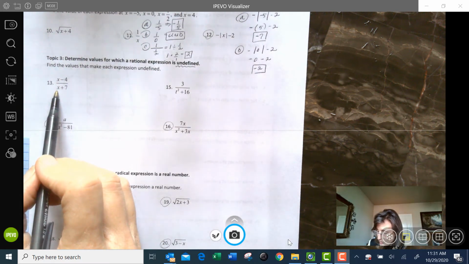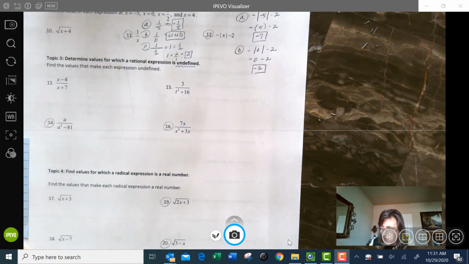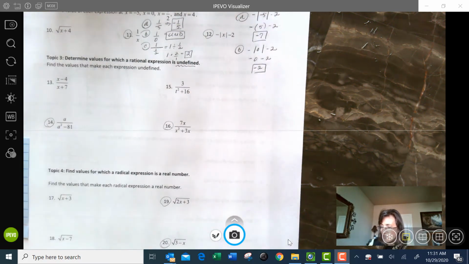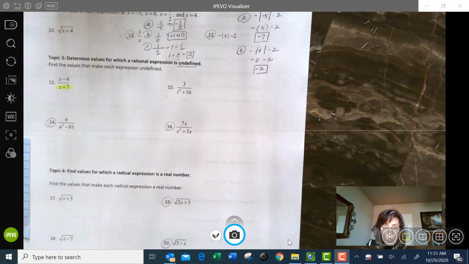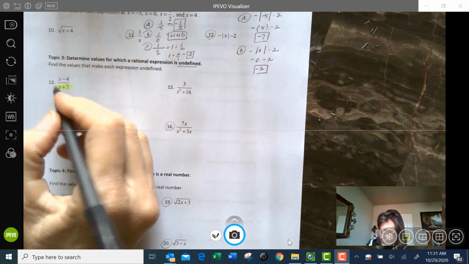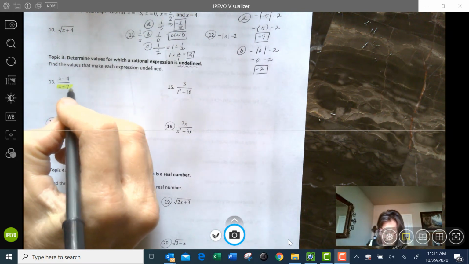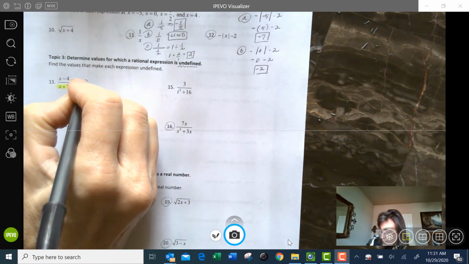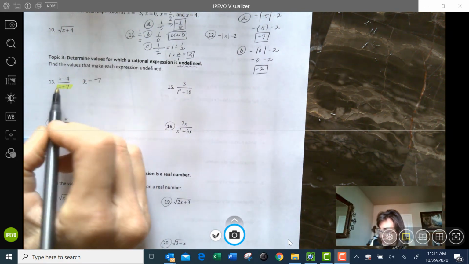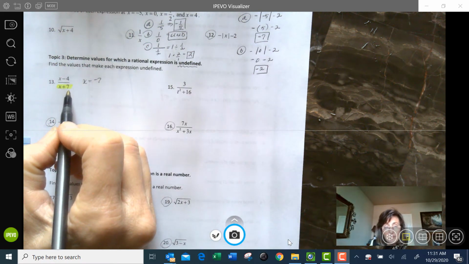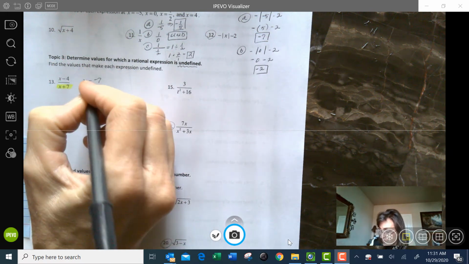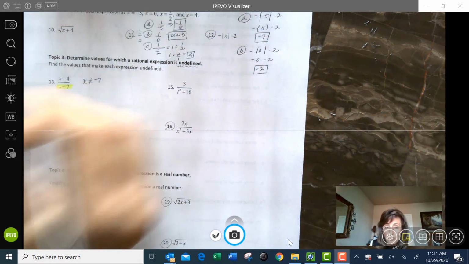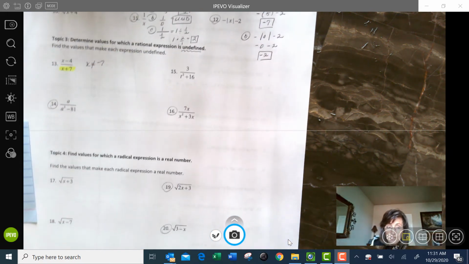Well, in number 13, your focus is only on the bottom of the fraction, or the denominator. Who cares what's in the numerator? You only want to talk about the bottom of the fraction. So the value that would make the bottom of the fraction equal 0 would be an x value of negative 7, because negative 7 plus 7 is 0, which would make this rational undefined. So the value would be negative 7. In other words, don't put negative 7 in that rational.